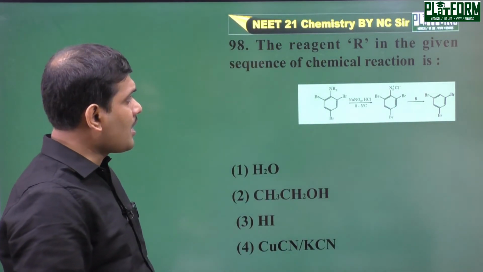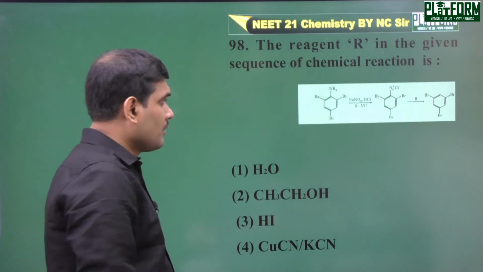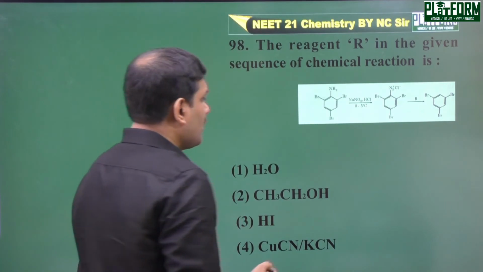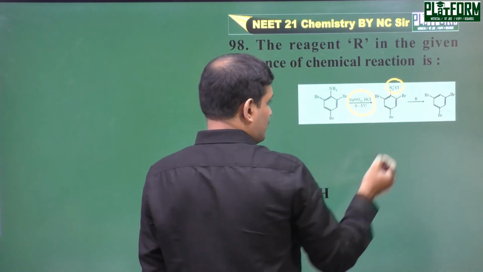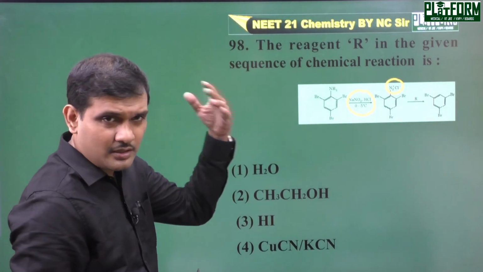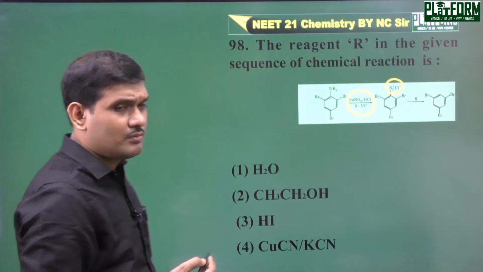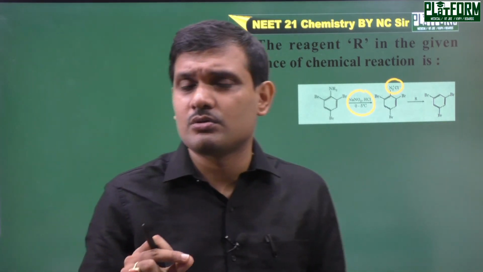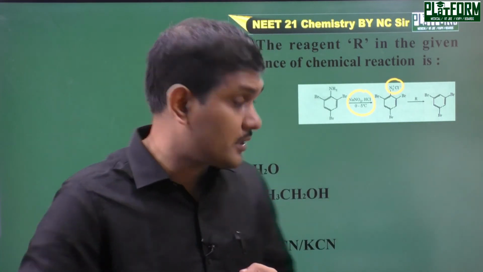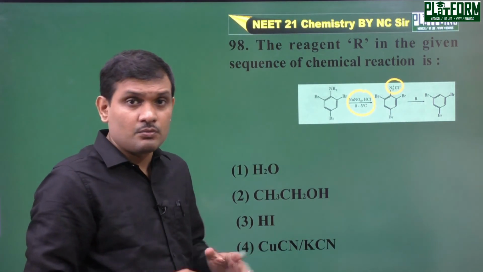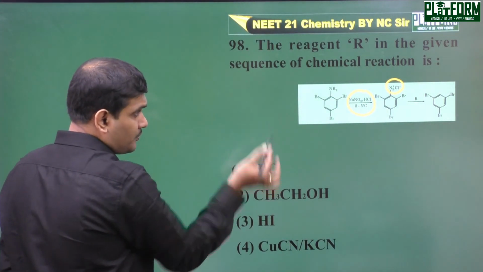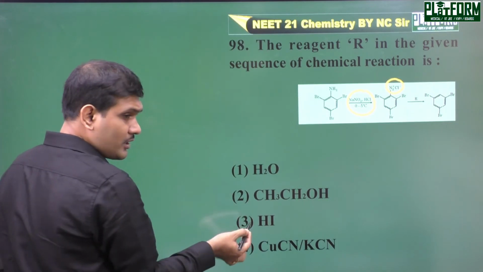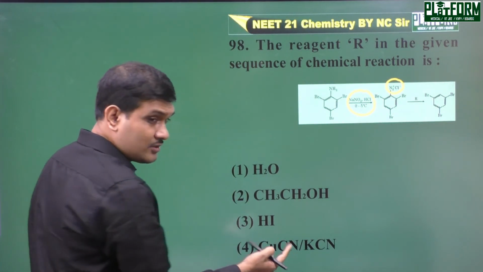Now, the reagent is to be identified in the given reaction sequence. In this sequence, NaNO2 and HCl will give diazonium. That diazonium is reacted with R, and the N2 plus Cl minus will be released as N2. Usually we carry out this process using hypophosphorus acid, H3PO2, but here it is not given. Now which reagent should be used? If we react it with water, it will produce phenol. If we react with HI, then iodine may be introduced. If we use HCN, CN will be introduced.